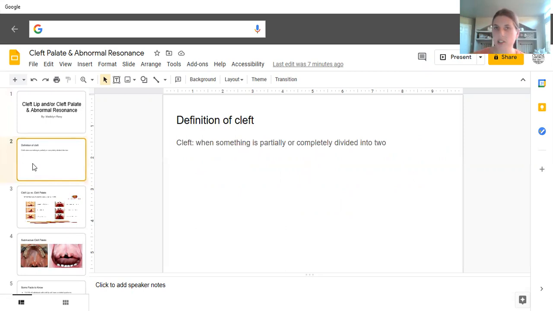So, in order to understand what cleft lip and or cleft palate is, we need to define what cleft is. A cleft is when something is partially or completely divided into two.